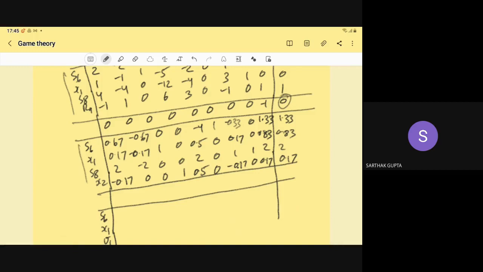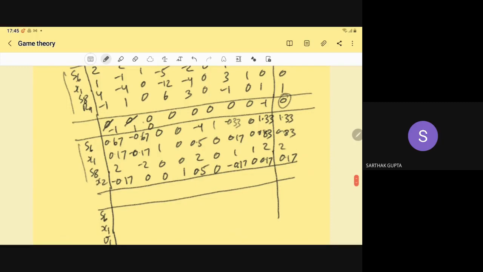So the original problem is what? Maximize v. So maximize v means it will change to 1 for v1, -1 for v2, and all others will be 0. Here we can drop this column, and on the right hand side it will be 0.